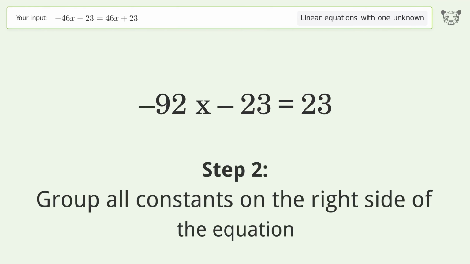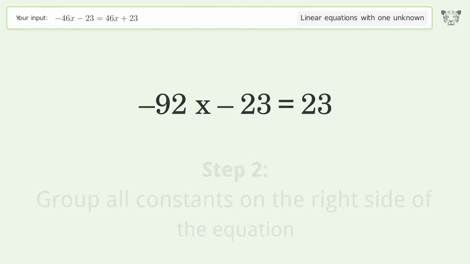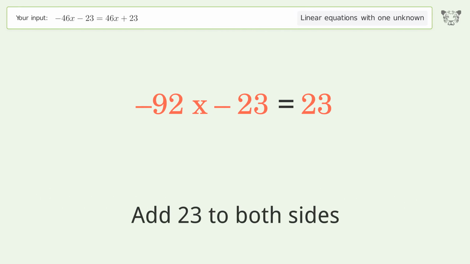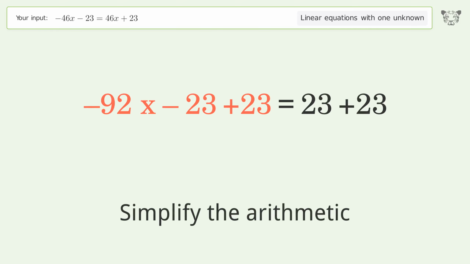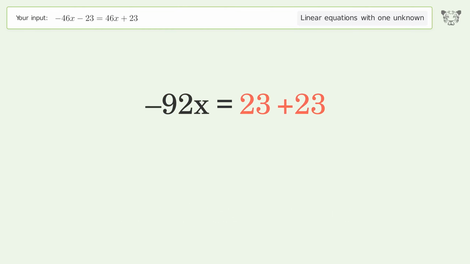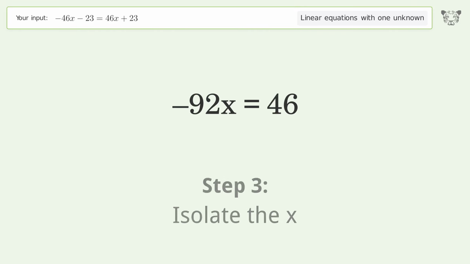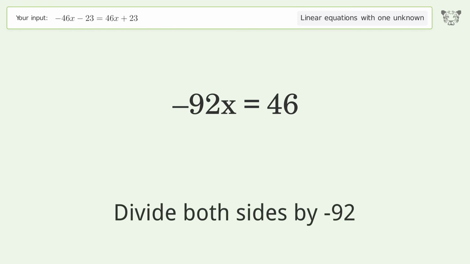Group all constants on the right side of the equation. Add 23 to both sides. Simplify the arithmetic. Isolate the x. Divide both sides by -92.